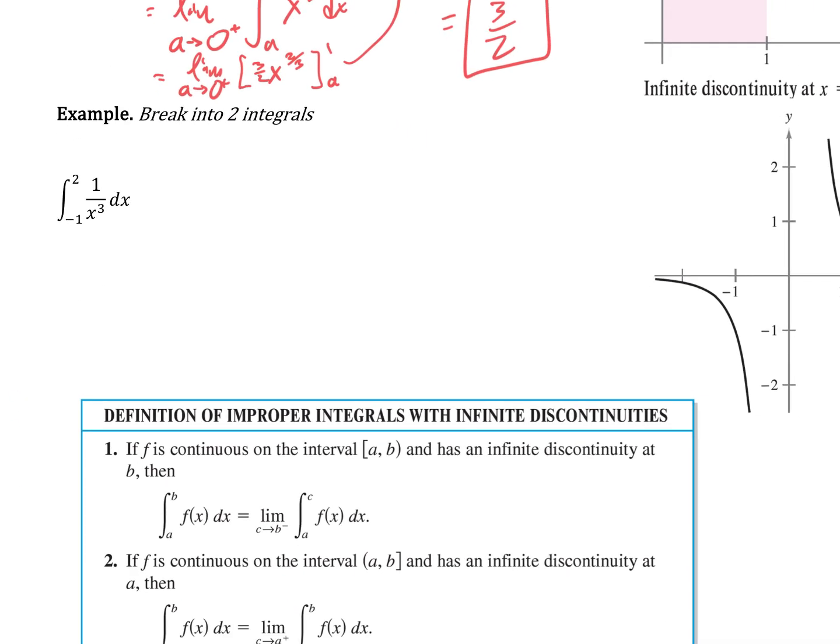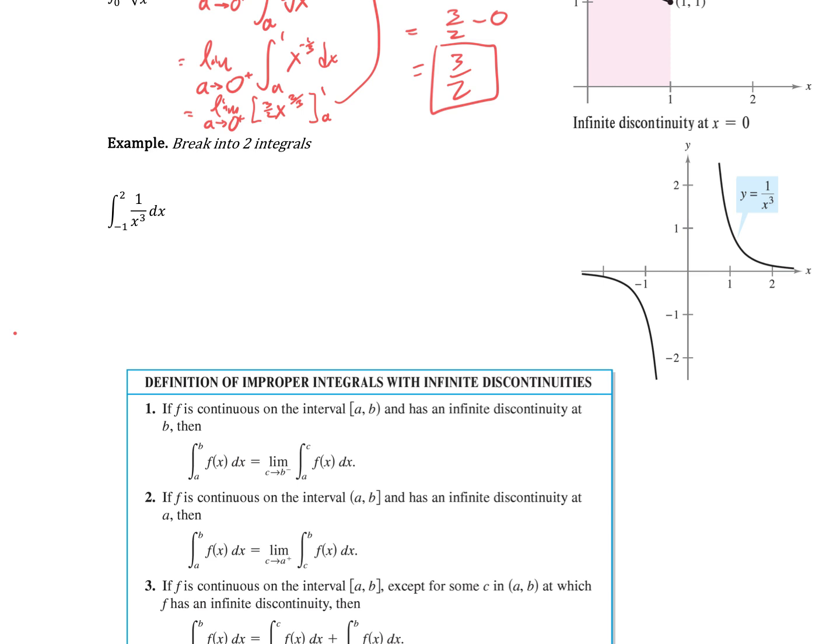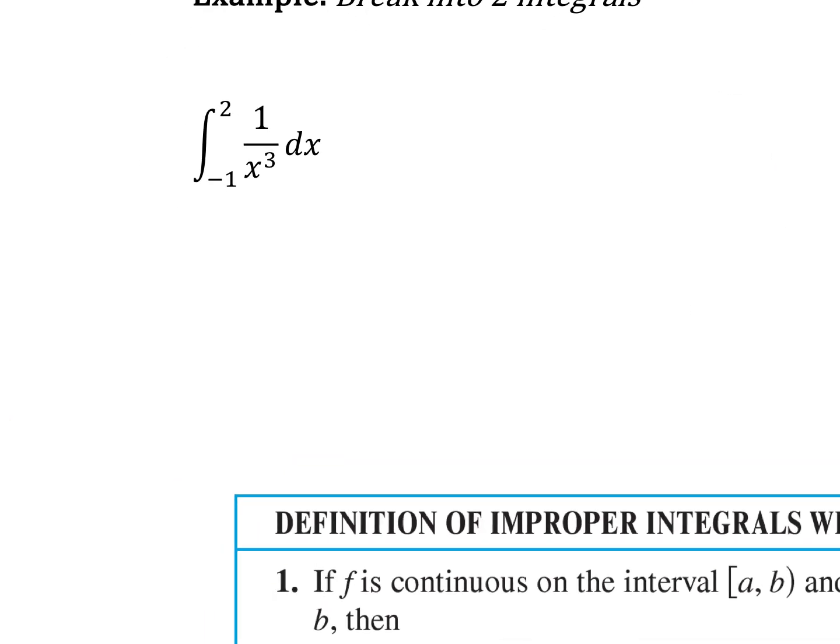So here's our graph of 1 over x cubed. Vertical asymptote in the middle here. We want to find the area from negative 1 all the way to 2. Okay, so we're going to find the area there. So let's break it into 2.